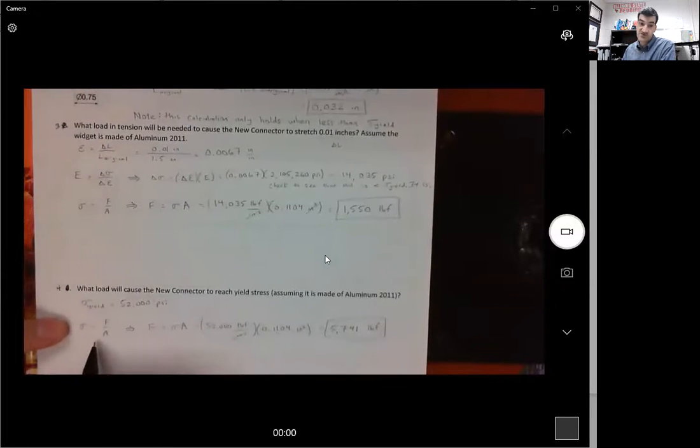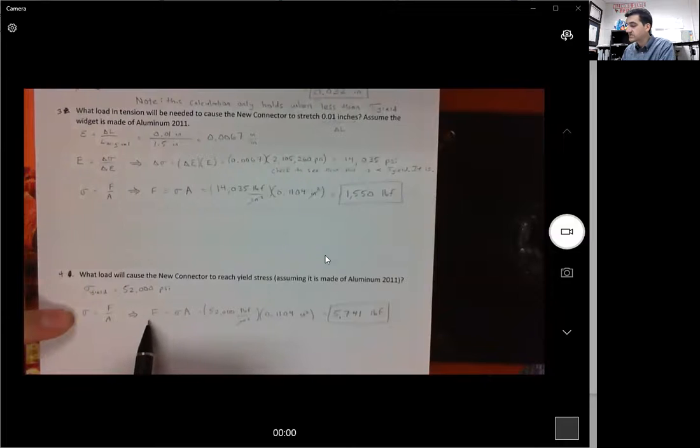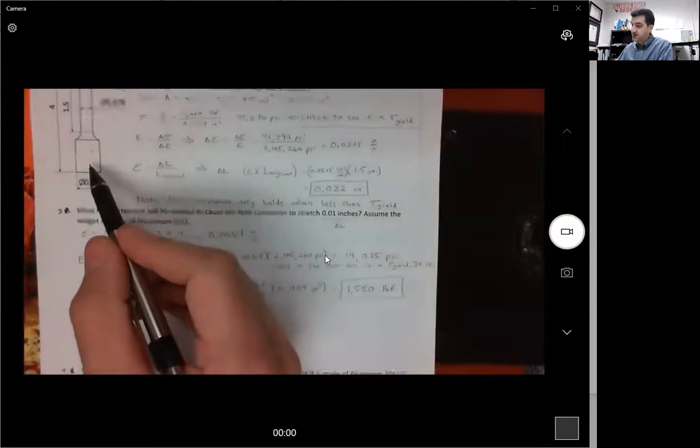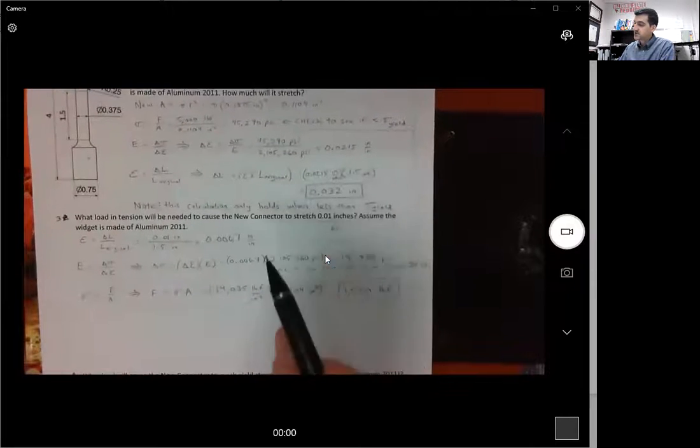There's our equation for stress. We can rearrange it to solve for the force. And we find that force is equal to the stress times the area. We just said that the stress that we're trying to achieve in this problem is the yield stress, which is 52,000 PSI, which is pounds force per inch squared. And our area of this specimen up here is the same one from the previous problems. So it's 0.1104 inches squared. So your inches squared cancel out, and you plug that into your calculator and you get 5,741 pounds force. That's the force that when you apply it to that specimen, that will cause it to reach the yield stress.